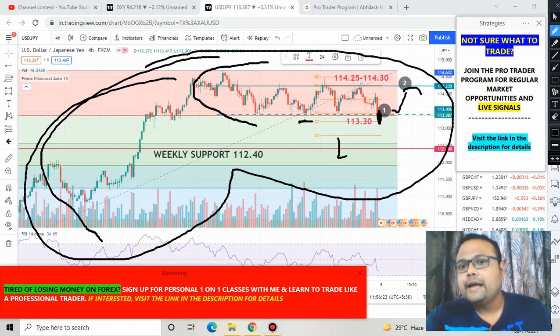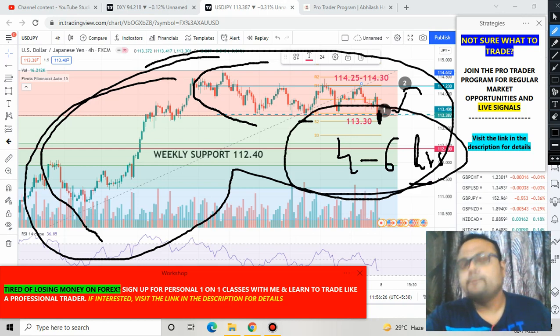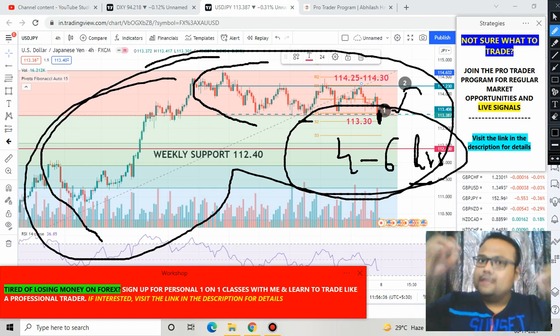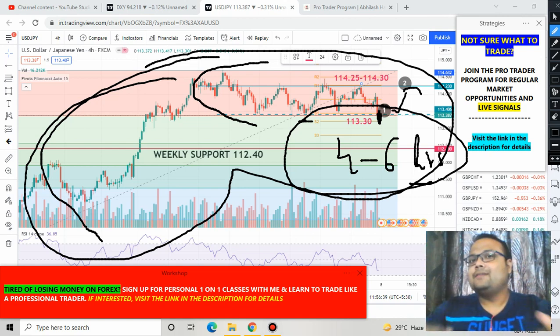Wait for at least 4 to 6 hours and just see how the market is doing. After 4 to 6 hours, if you find the market is trading below the level of 113.30, then you'll get a confirmation that yes, at last the market is going down, the support level is no longer valid, and you can take a sell position. But you need to be careful while taking a short position below this level.